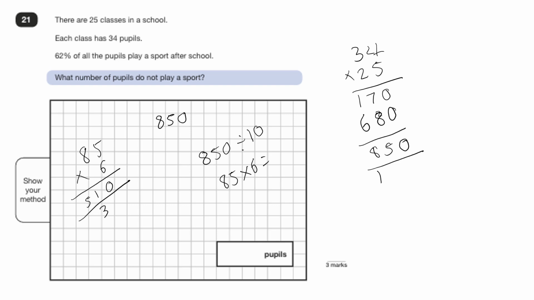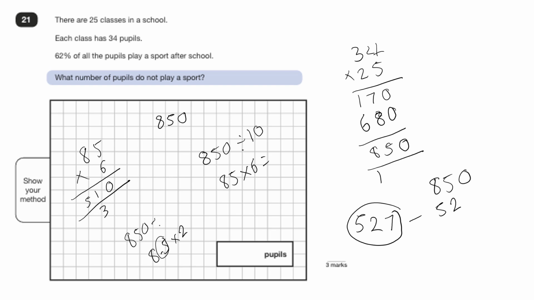Now to find 2%, we do 850 divided by 100 and get 8.5 times 2, which gives 8 times 2 is 16, and that's 17. So 527 children play sports. So we do 850, take away 527 to see which children don't. And we get 323 children don't play sports.